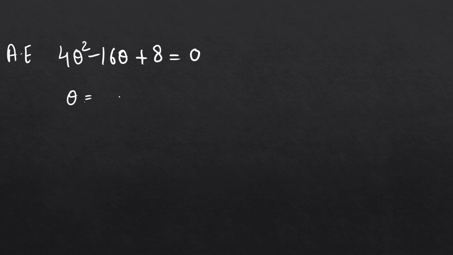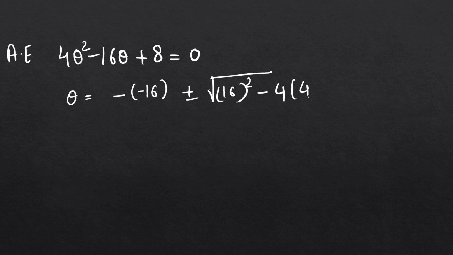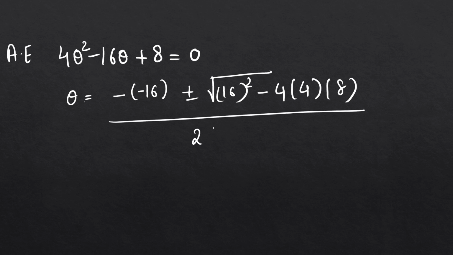So this is theta. Minus b means minus (−16) plus minus square root of b squared, 16 squared minus 4 times a and c, divided by 2 times a. If somebody doesn't know, I'll just write it down.